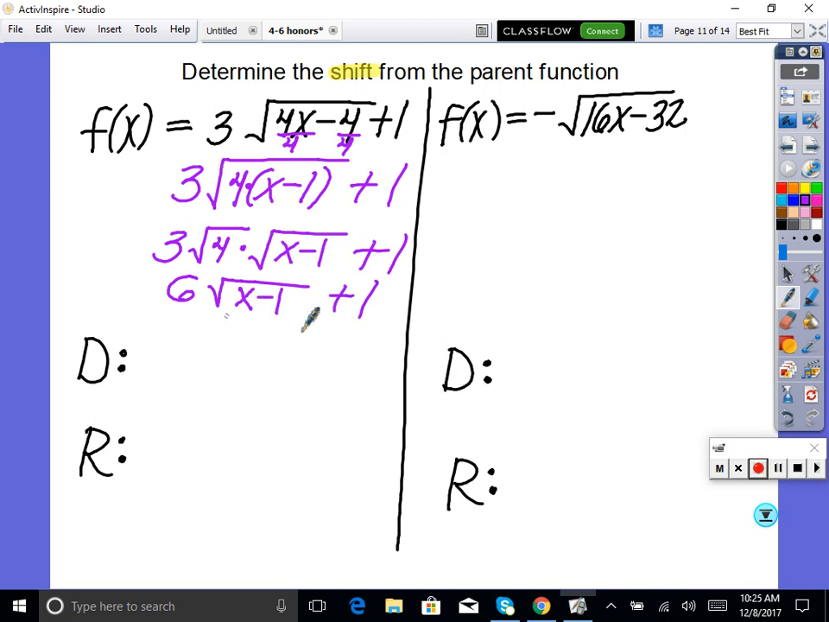So let's describe our shift. Right 1, up 1, stretch of 6. Now without graphing it, we could graph it now obviously, but without graphing it, what's our domain? See, Adam, you're smart. Okay, what's our range?